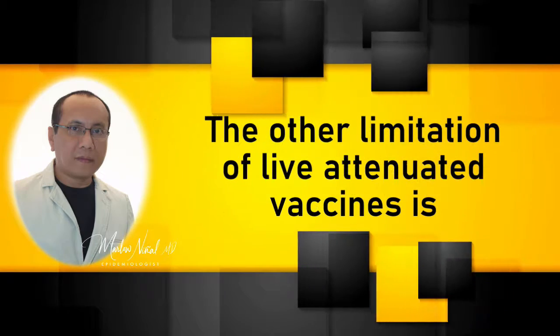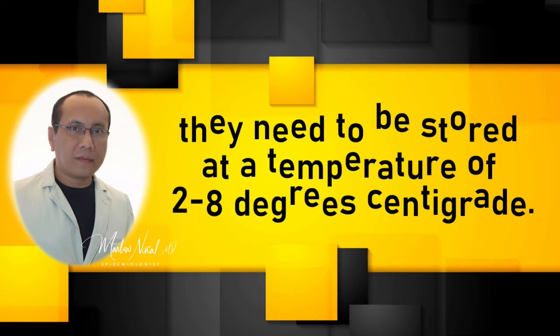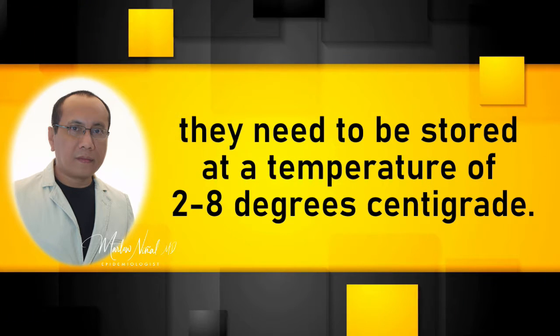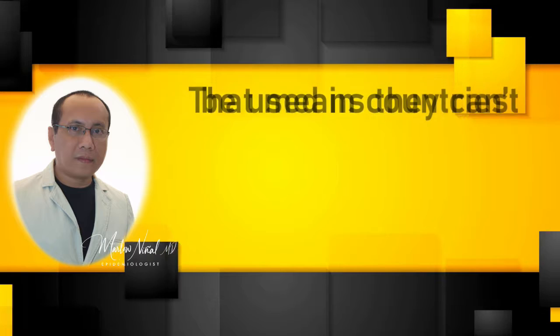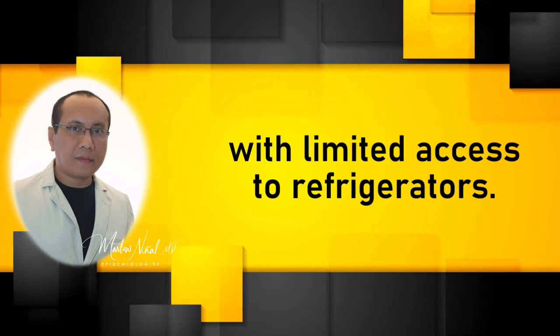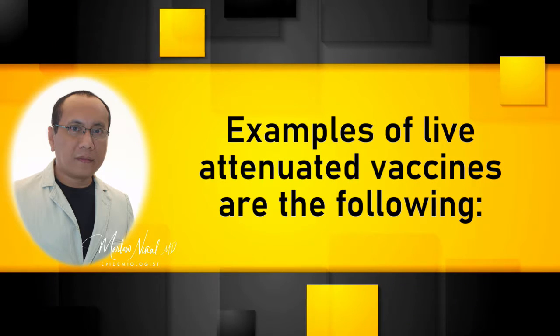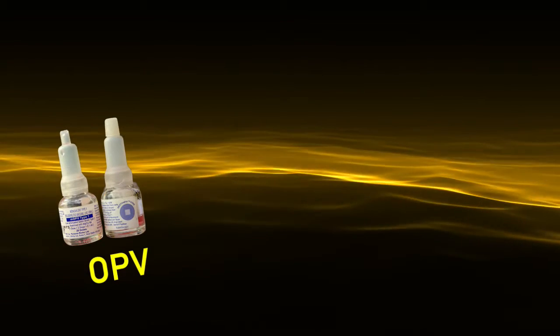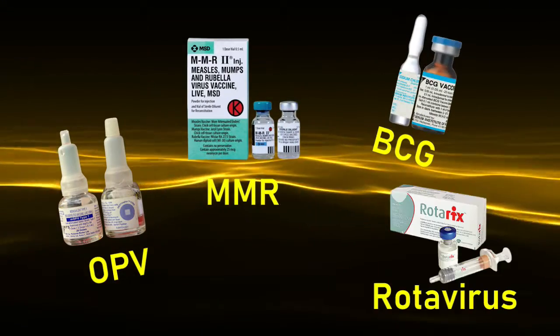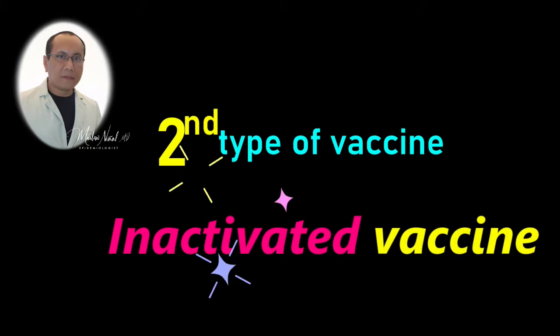The other limitation of live attenuated vaccines is they need to be stored at a temperature of 2 to 8 degrees centigrade. That means they can't be used in countries with limited access to refrigerators. Examples of live attenuated vaccines are the following: OPV, MMR, BCG, and rotavirus. The second type of vaccine is inactivated vaccine.